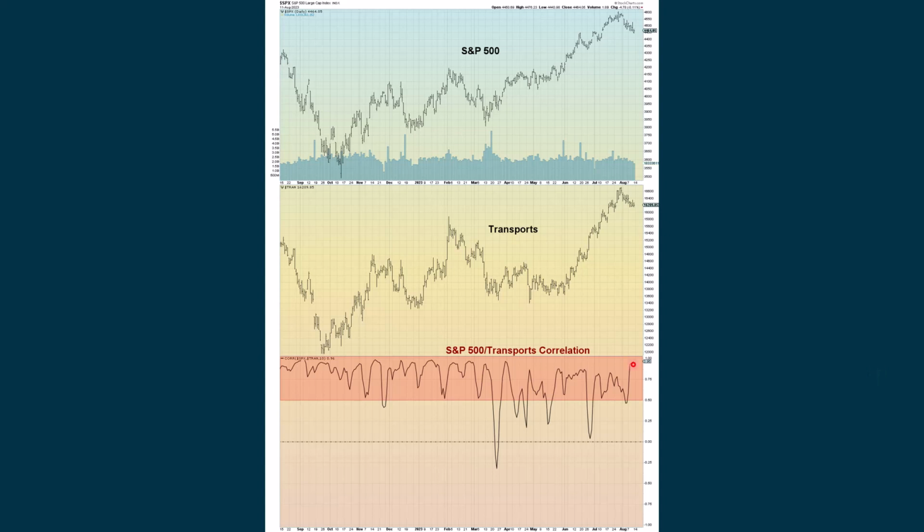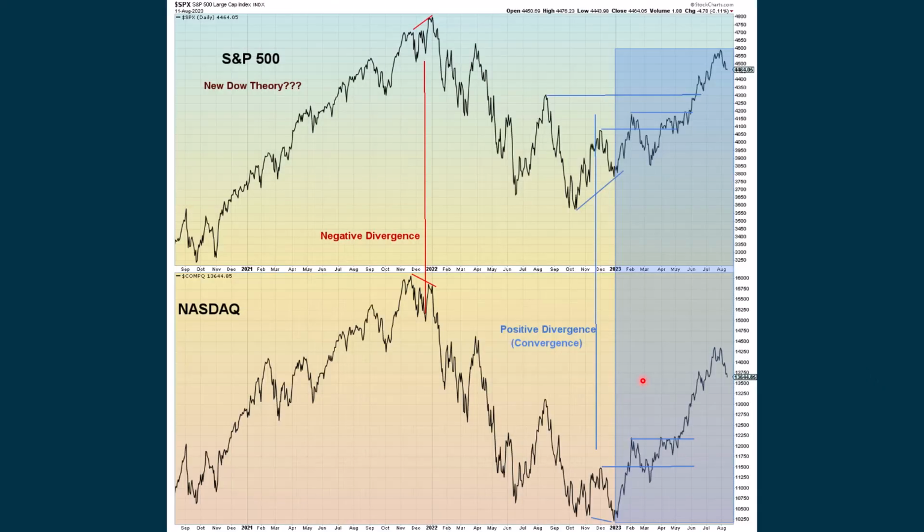When this is very high, like it is right now, it means they're going in the same direction and they have a strong correlated relationship. Then we have a new take on Dow theory, where instead of using the Dow, we use the S&P. Instead of using the transports or railroad stocks, we use the NASDAQ.